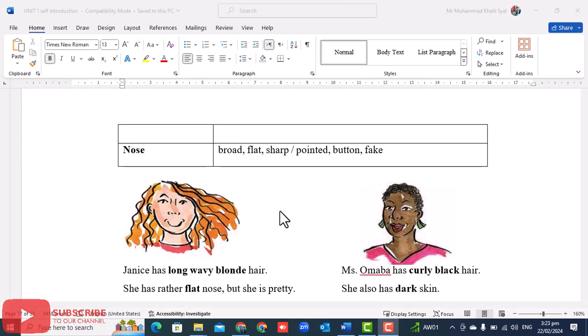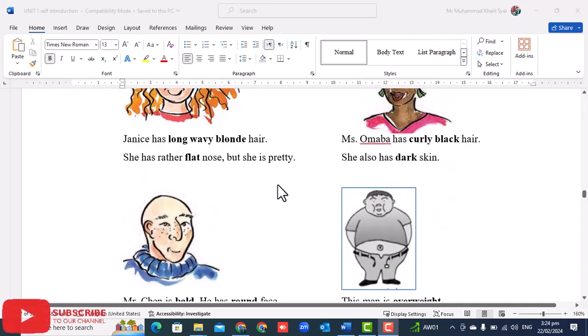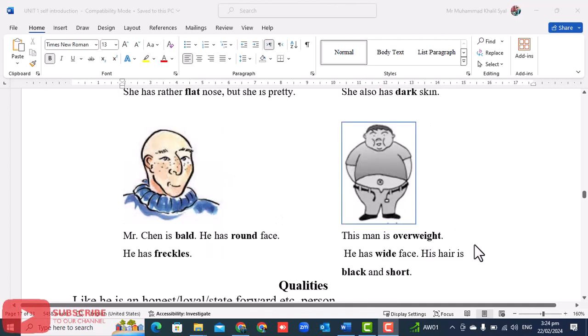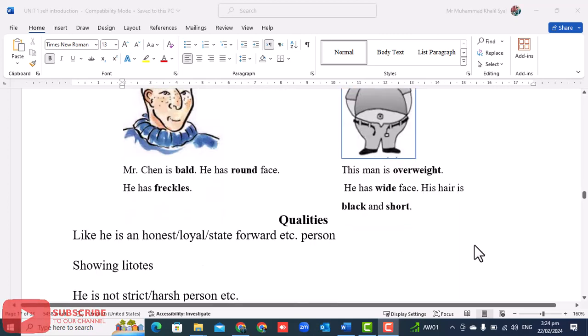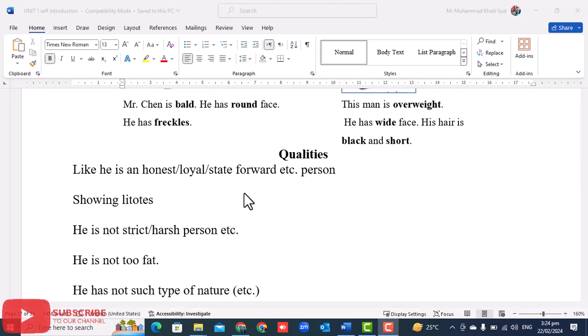In descriptive mode, we mention the first name of that person, then the qualities of that person, then interests, and then the profession and background of that person. For example, these are instances of descriptive words: dark skin, thin persons, overweight persons. These are the qualities of the person that we describe. There are also qualities like he is honest, straightforward.